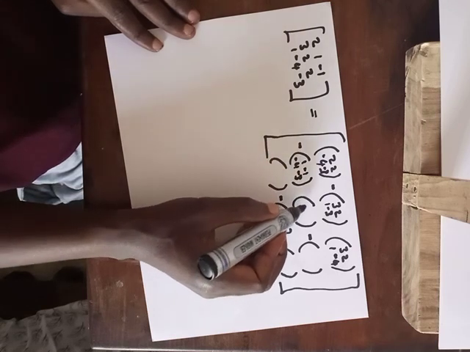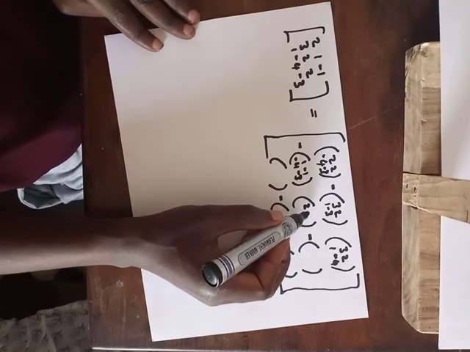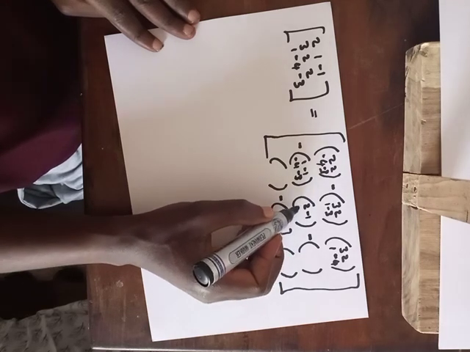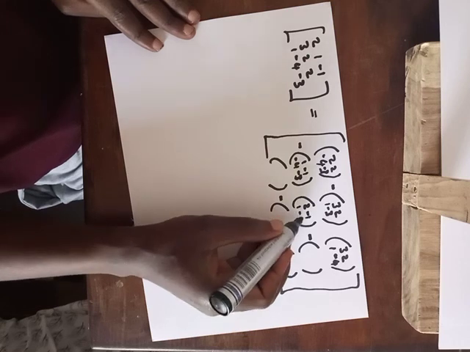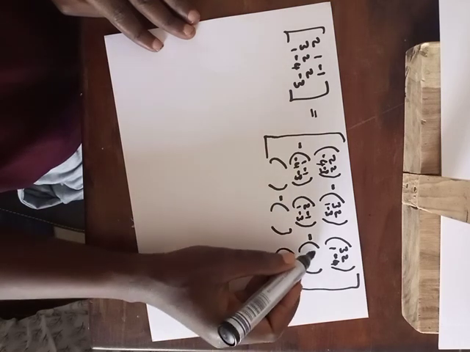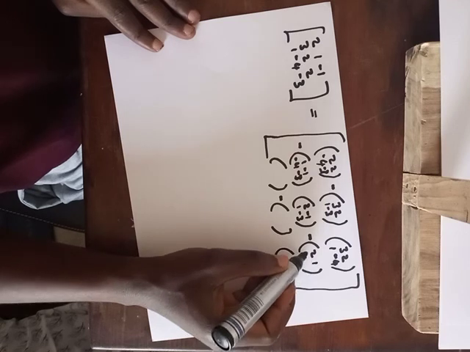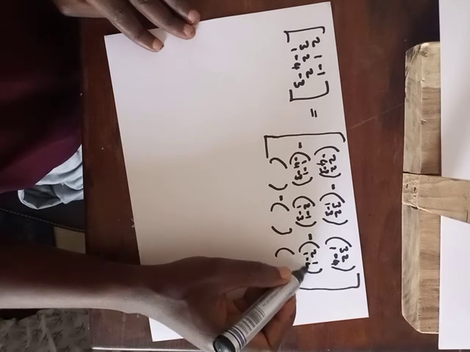Okay, then here you are going to pick a 2, negative 1, and then you are going to pick a 1, and you are going to pick a negative 3. Here you are going to pick a 2, 1, and then you are going to pick a 1, you are going to pick a negative 4.